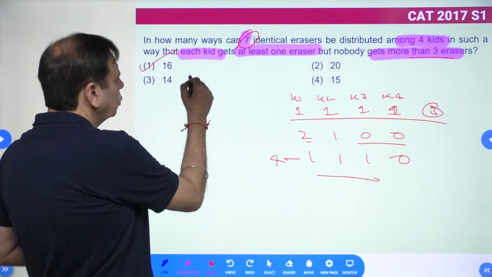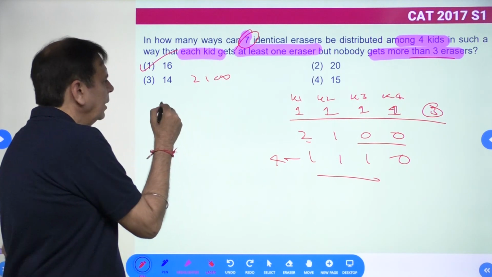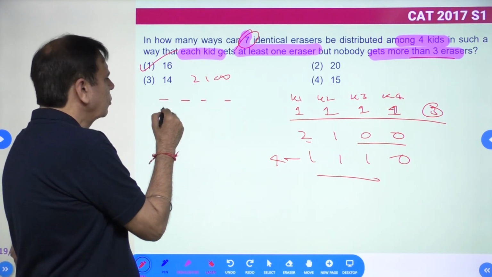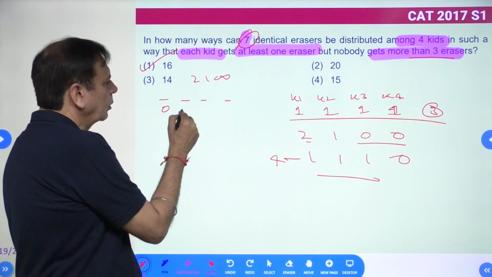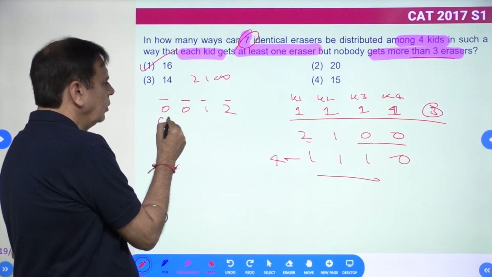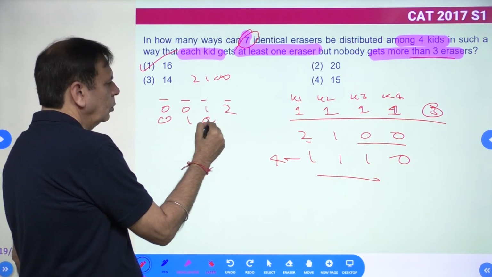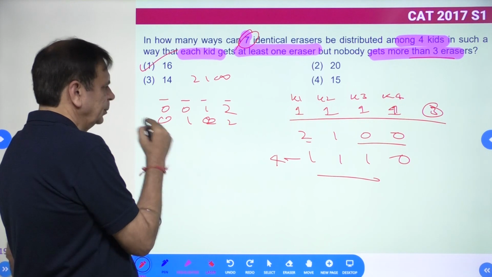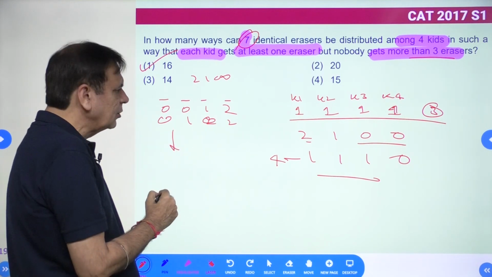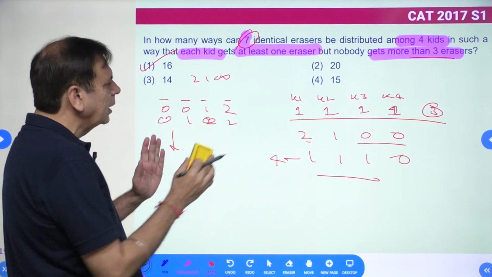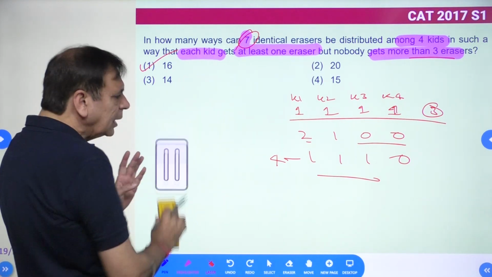Now look at 2, 1, 0, 0. I could start with 0 out here. So 0, 0, 1, 2. 0, 1, 0, 2. Then similarly start making cases. Similarly, you can start doing the cases also. Now it will take a little time.